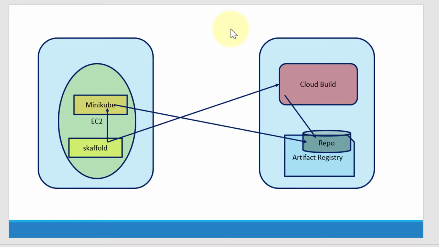So in a quick summary, we learned about how the environment needs to be set up in AWS and within Google Cloud Platform, and how we are going to make the communication between the Skaffold, Minikube, Cloud Build, and the other services that needs to be created like artifact registry and the buckets.